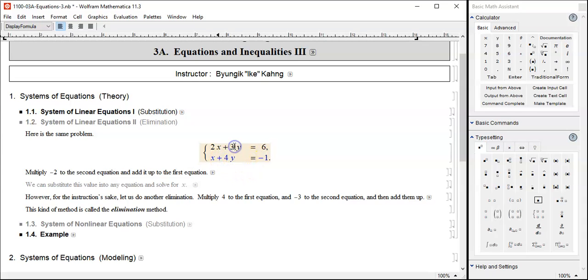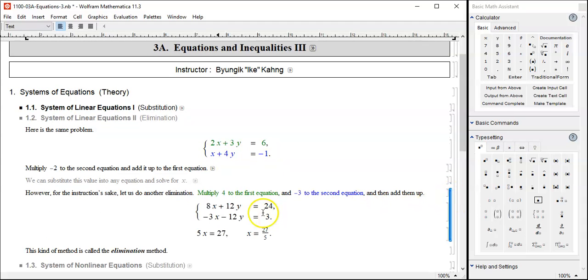So 4 and 3. So multiply 4 to the first equation, which I'm just highlighting in green. And then multiply -3 to the second equation. So multiply by 4, then this will become 12. Multiply by -3, this will become -12. 12 minus 12, that's how you can eliminate y.